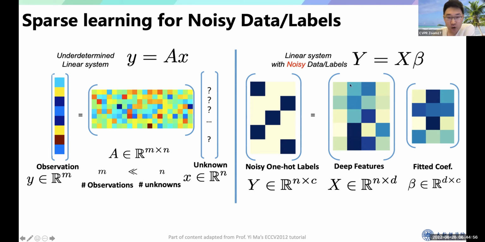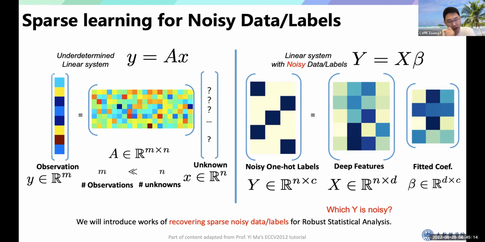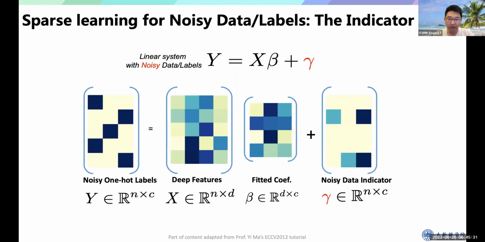Here we have the equation: Y is the noisy one-hot label, X is the deep learning feature with coefficient. So we want to identify which Y is noisy. This is what is in red font, recovering sparse noisy data label, which is what we focus on in this part. It's different from the sparse representation or sparse feature from data in the previous tutorial. And we give the key formulation here.